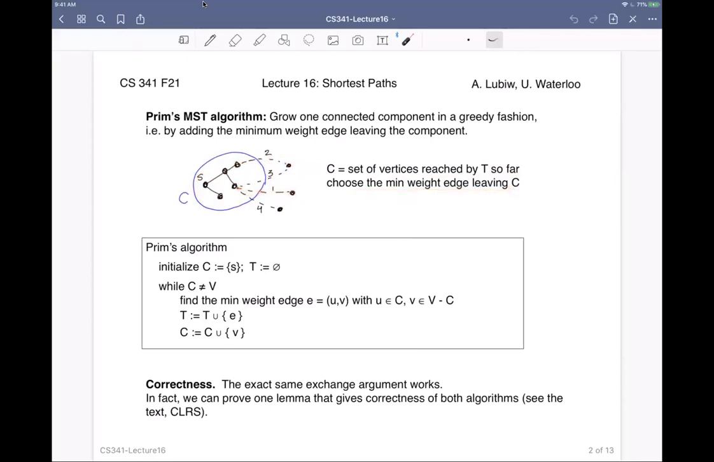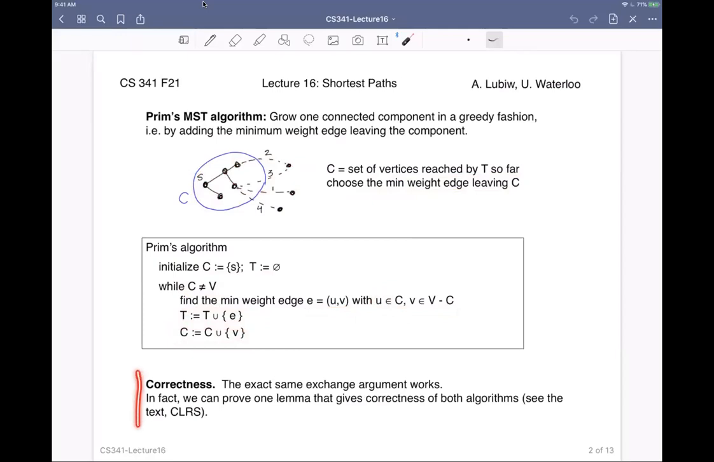So here's how we would do this. We initialize the set C to contain just the vertex S. Again, S is an arbitrary vertex. Our tree is initialized to be the empty set. And while I have not reached all the vertices, I find a minimum weight edge E that has one endpoint in the set C and the other endpoint not in C. I add that edge to my tree, and I add that vertex V to my set C.